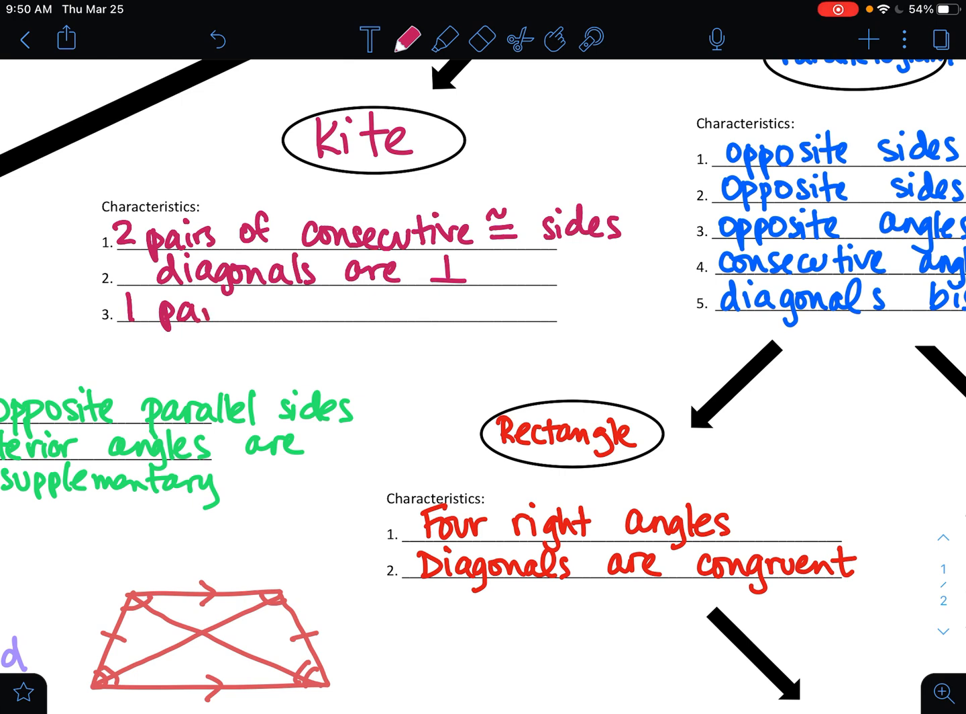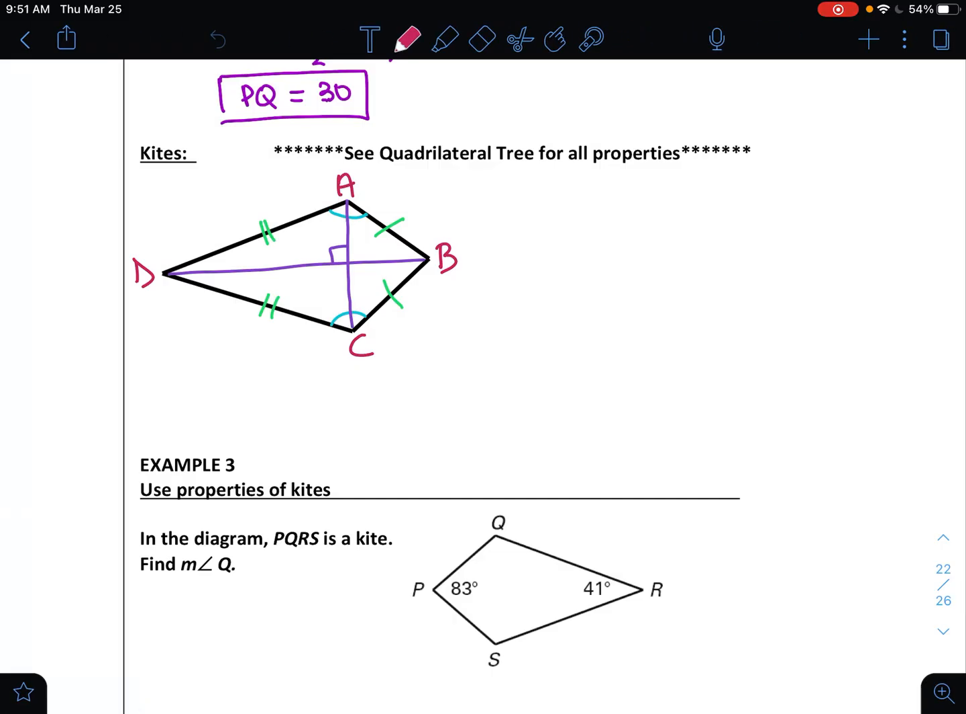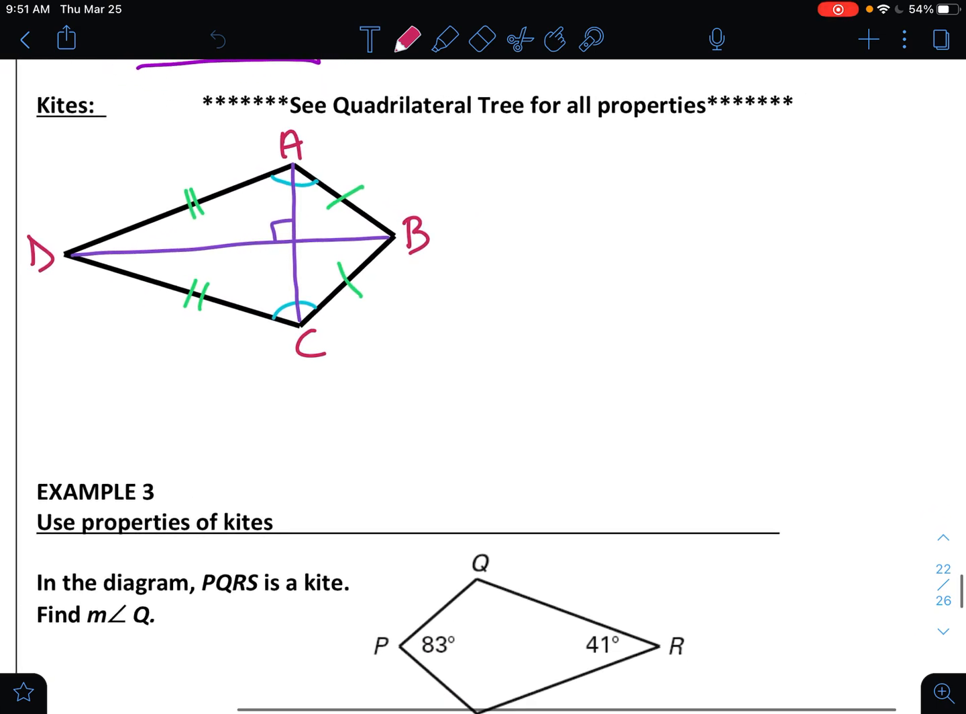And then I'm going to write one pair of opposite congruent angles. Now, I don't describe which pair because it can get to be a lengthy characteristic. But there are a lot of properties of kites. If we go back to the notes, I'm going to talk about a few more properties here that I'm not going to write on the quadrilateral tree because I want you to see here.